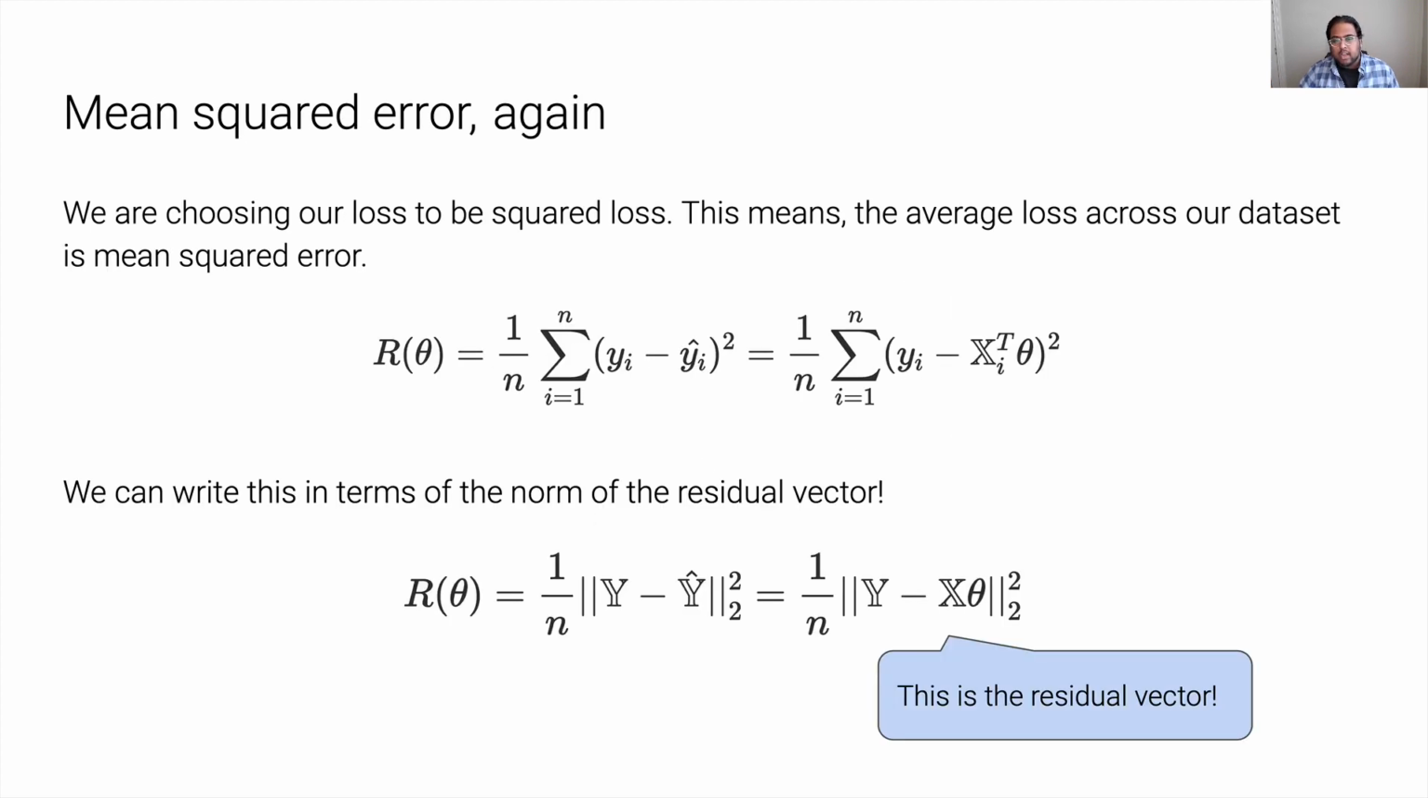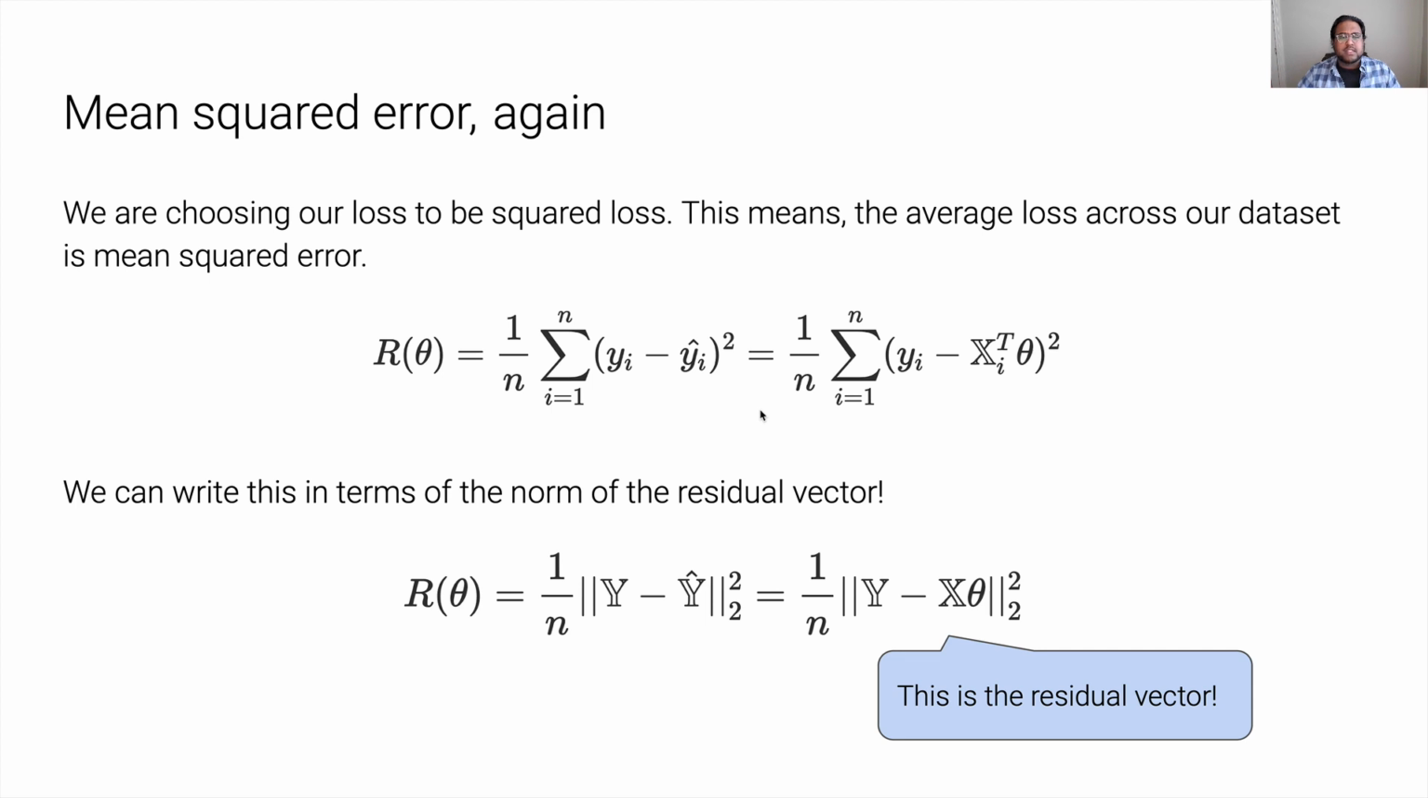And so putting all of this together, we know that our loss function, once again, is going to be squared loss. And so the average loss across our data set is mean squared error, which we can write as being 1 over n times the sum of residuals squared. In our case, our model for a single observation yi hat is the dot product of the ith row of our design matrix with our parameter vector theta. So this is what our average loss looks like in terms of individual observations on their own.